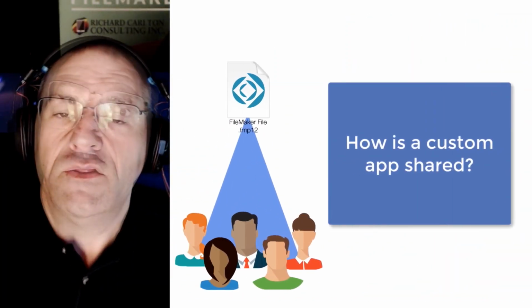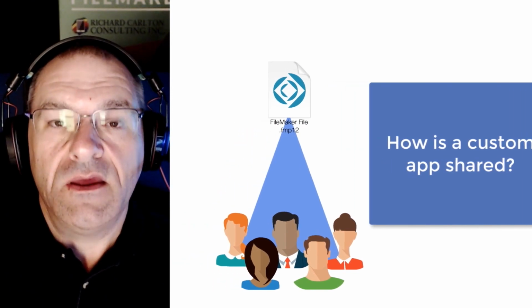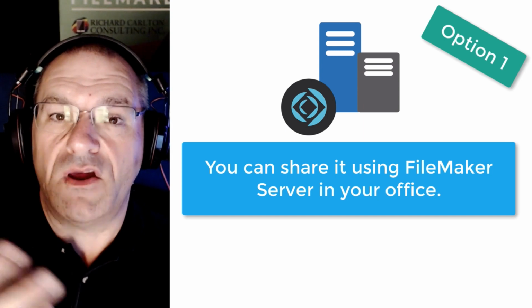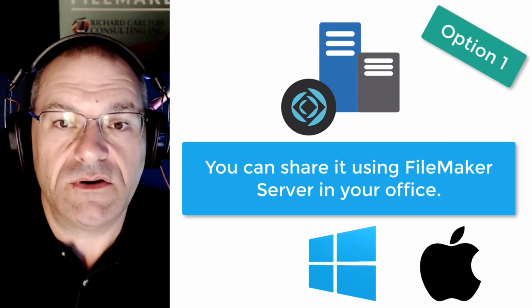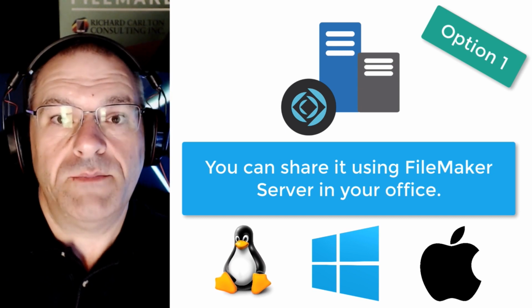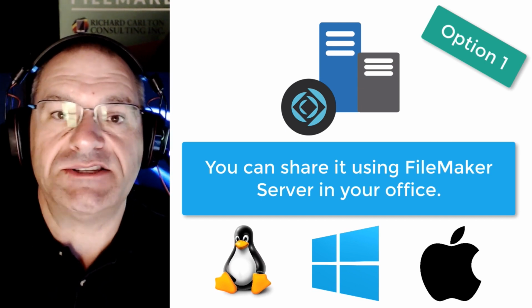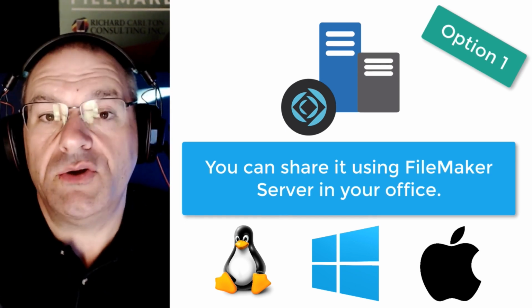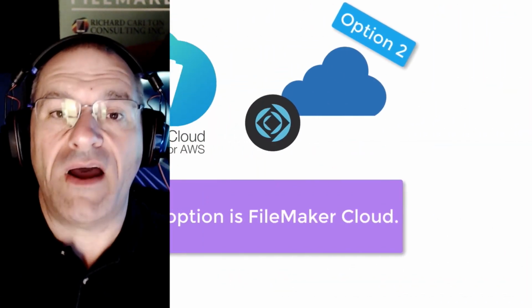Now, in order to share a FileMaker custom application, there's really 2 different routes you can take. You can install FileMaker Server on-premise, which means on your Mac or Windows server, and potentially in the future a Linux server. But that's really an installation process that you or your tech team or maybe your FileMaker consultant will do for you. There's also FileMaker Cloud.